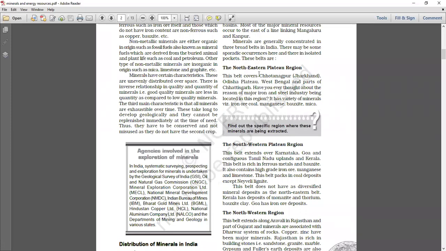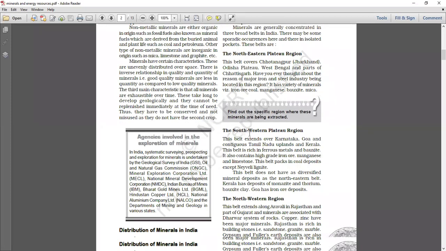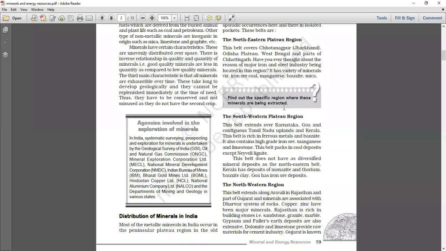So this belt covers the Chota Nagpur plateau, that is Odisha, Jharkhand, Odisha plateau, West Bengal and parts of Chhattisgarh. Important minerals found in the Chota Nagpur plateau are iron ore, coal, manganese, bauxite, mica. So these are the minerals found here. There is an in-built question to find out the specific regions where these minerals are being extracted. There are various specific regions like Jharia, Raniganj, West Bokaro, Karanpura. There are lots of regions where these minerals are being extracted in the northeastern plateau region.